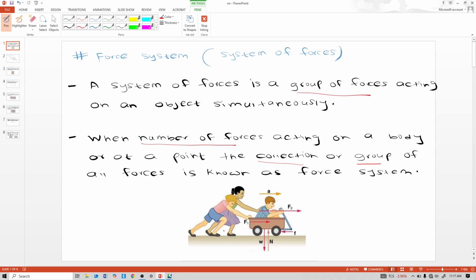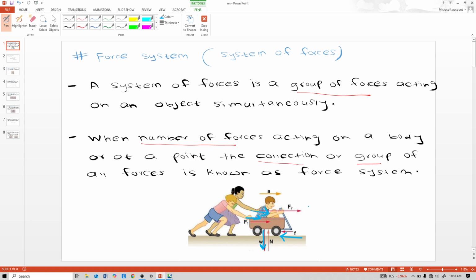So see this example here, see the image. One person is applying force here, another person is applying force here, and due to the weight there is a gravitational force here, and due to interaction between the vehicle and road, there is a frictional force here. So those are a number of forces. So this is nothing but the force system.